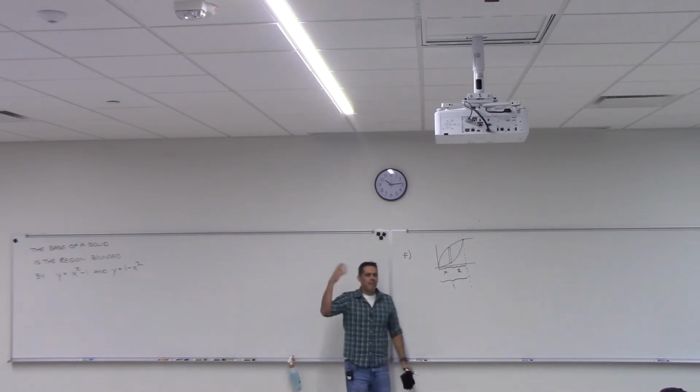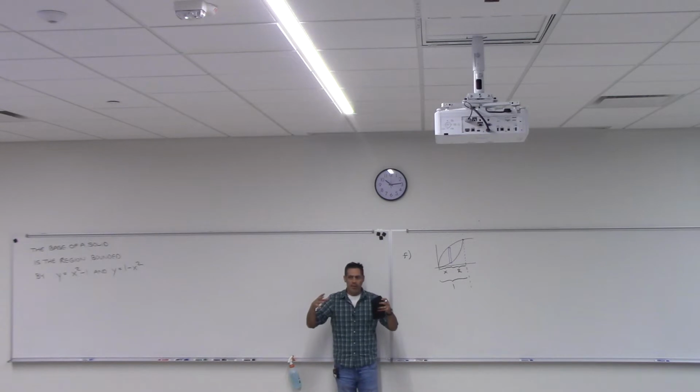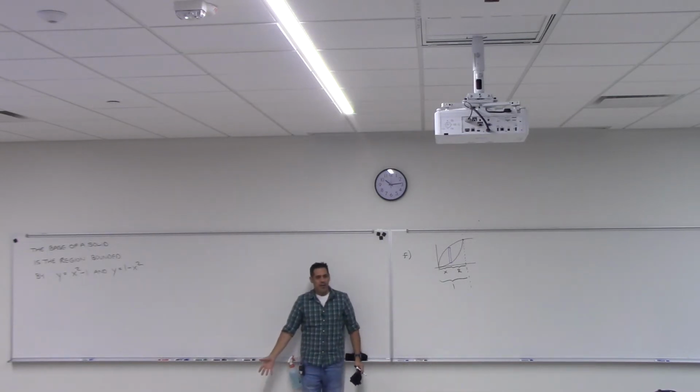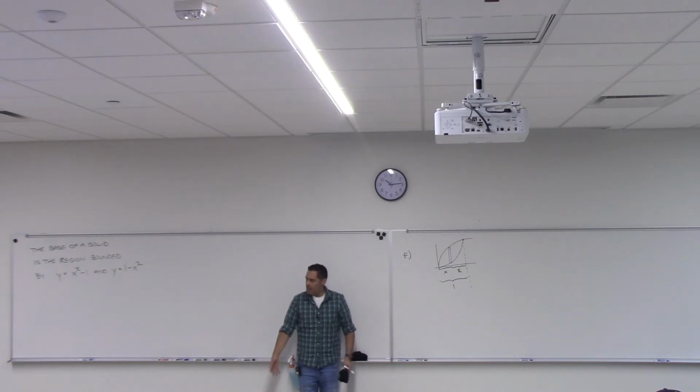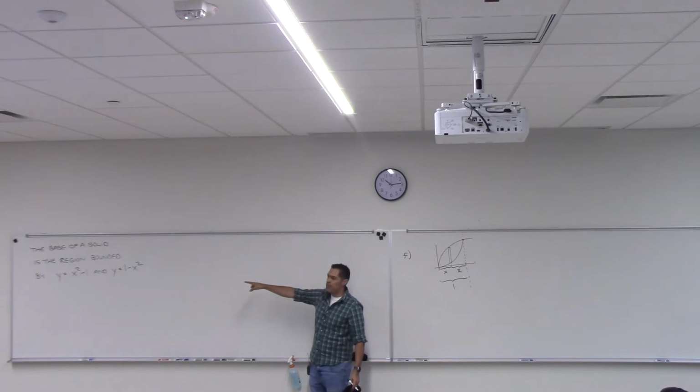So I want you to imagine a solid, a solid object. Here it is. I'm going to just set it on the ground. And what I'm telling you about this solid is that the base of the solid, the part that's touching the ground, is the region bounded by those two curves.